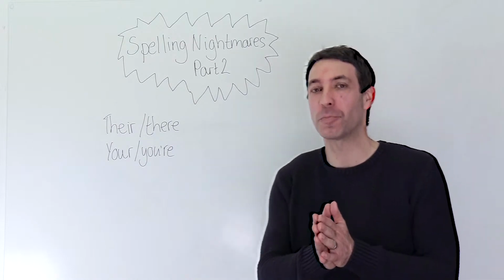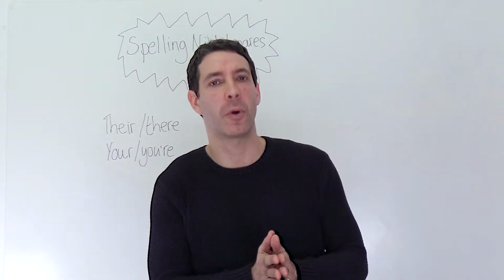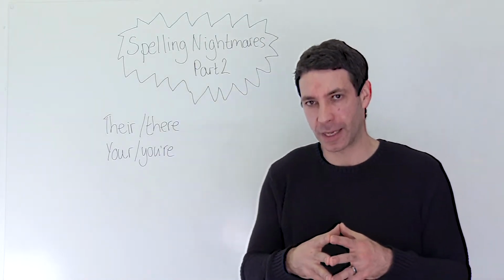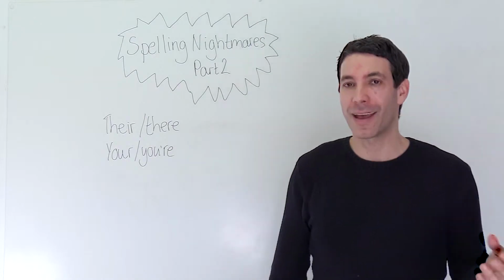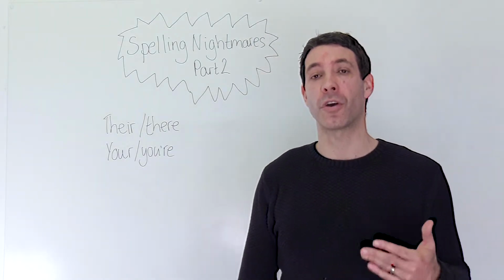Okay, so welcome to part 2 of your Spelling Nightmares tutorial. What did we learn in part 1? Well, what we've learned so far is that there are certain words that give us a particular headache because although they sound the same, they are spelled differently and of course they have a completely different meaning. And these words are called homophones.